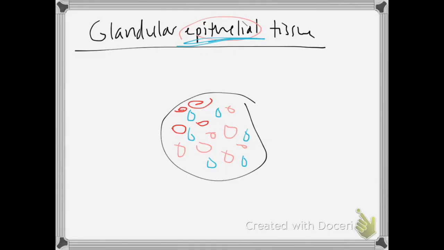So now let's define glands. We've seen that there's glandular epithelial tissue. Now let's look at glands, differentiate the different types of them based on structure and function, and then we'll move on to another video with connective tissue.